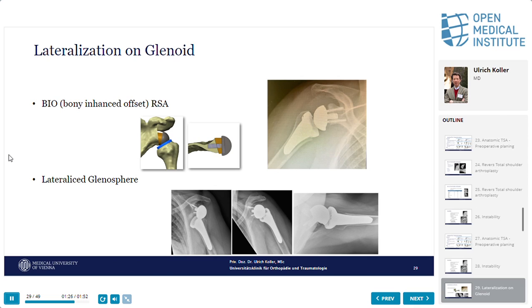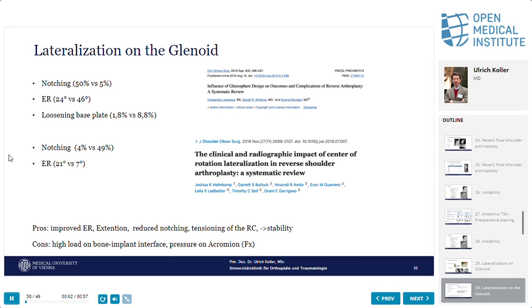Tension, yeah, but what else? We have a lot of shear forces here on the bone-implant surface, due to the lateralization of the implant, and so we have a lot of shear force on the screws, and that can also be a problem later on. So lateralization on the glenoid has shown a good reduction of notching.